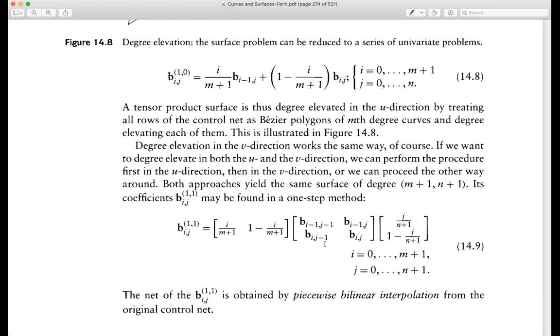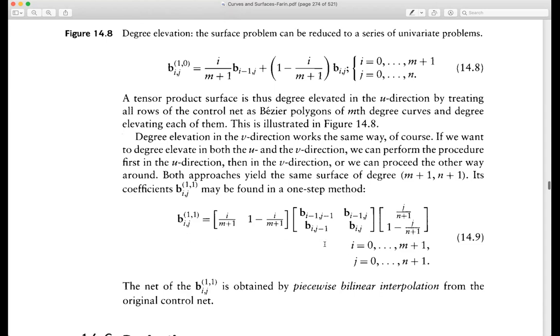But based on my experience, they are not significantly different. You can do a for loop for the degree elevation in the U direction and then a for loop for the degree elevation in the V direction. That's all. And then you can come up with the degree elevation of the Bezier surface. That easy.